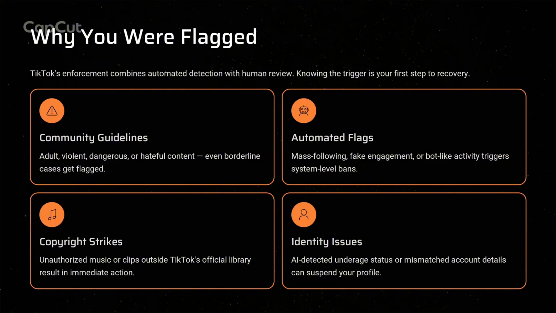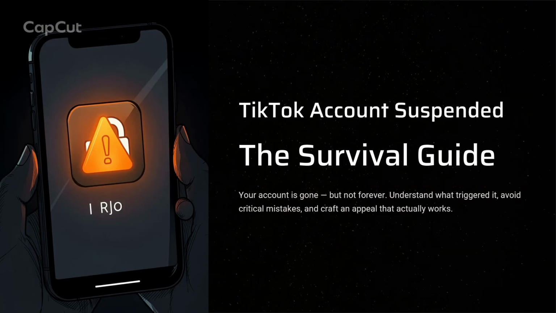So why you were flagged. Community guidelines: adult, violent, dangerous, or hateful content, even borderline cases get flagged. Automated flags: mass following, fake engagement, or bot-like activity triggers system-level bans. Copyright: unauthorized music or clips outside TikTok's official library results in immediate action. Identity issues: an AI-detected underage status or mismatched account details can suspend your profile.